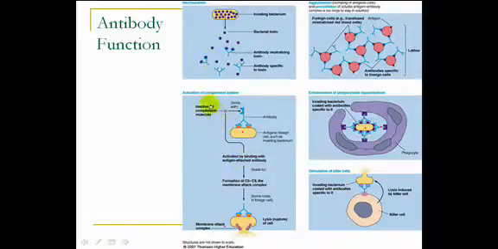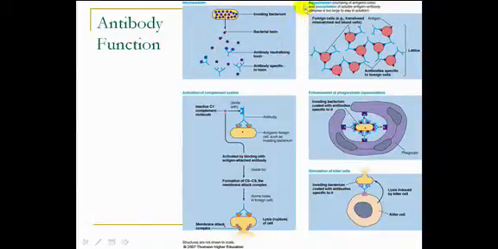The other thing antibodies can do is what we call neutralization, because a lot of invading bacteria will produce toxins that can damage your cells, and you want to neutralize those toxins. So if the antibodies bind to those toxins, they can no longer damage the cells, so that's called neutralization.